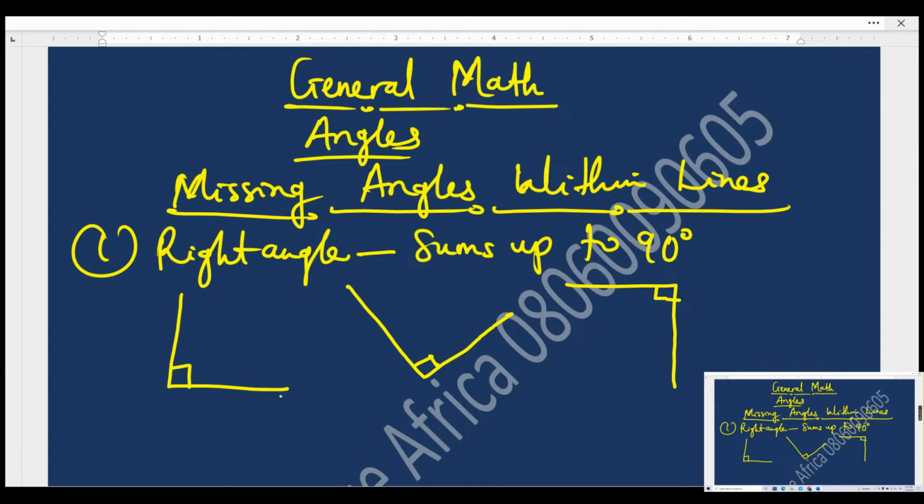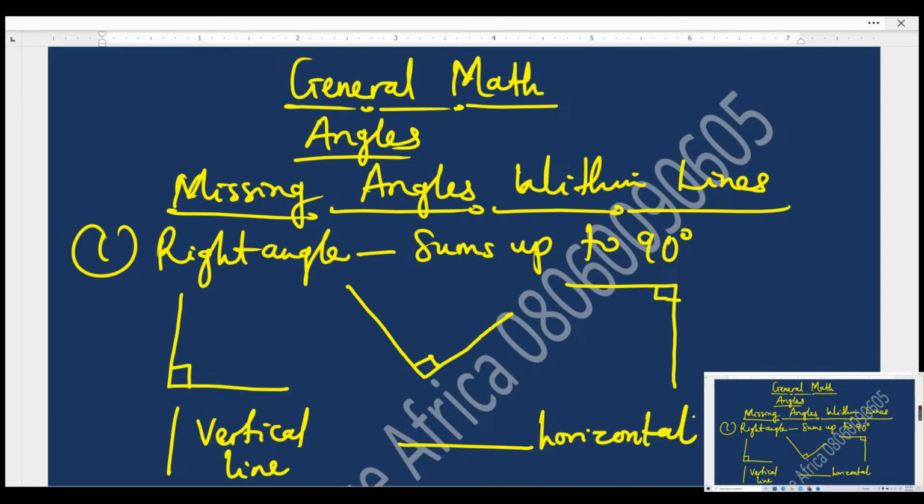Okay. Now, this is called a vertical line. The line drawn from top to bottom is called a vertical line. Now, this next one is a horizontal line. A horizontal line is a line that is drawn from the left to the right. So I hope you got that.